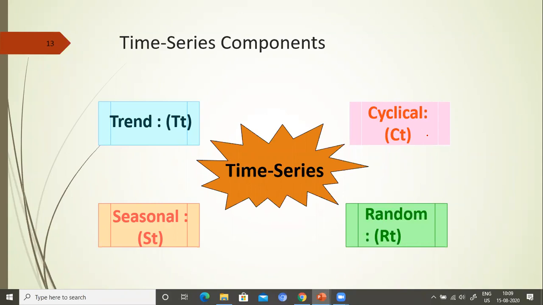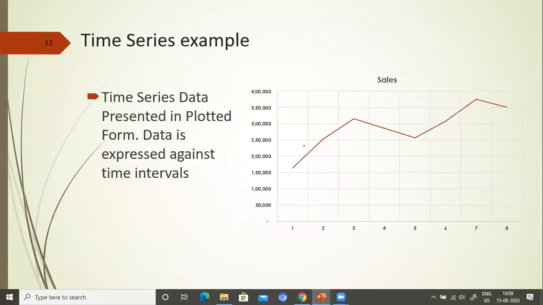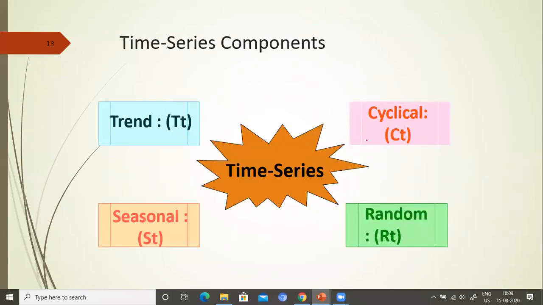Now, when we look at a time series, what is it made of? It's not just data. Of course, it's data points measured across time, but it can be broken down into 4 parts. The first part is called trend. Trend essentially is the overall direction. So the overall direction is trend.